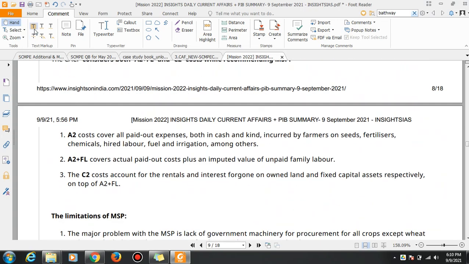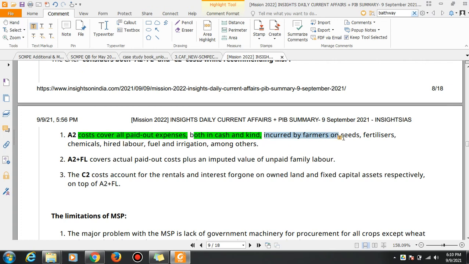A2 costs are all paid-out expenses, both in cash and kind, incurred by the farmer on seeds, fertilizers, chemicals, hired labor, fuel, irrigation, among others. A2+FL covers the actual paid-up costs plus an imputed value of unpaid family labor. C2 costs account for the rentals and the interest foregone on own land and fixed capital assets, respectively.